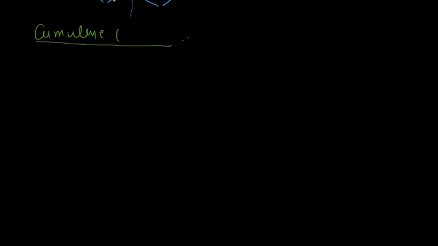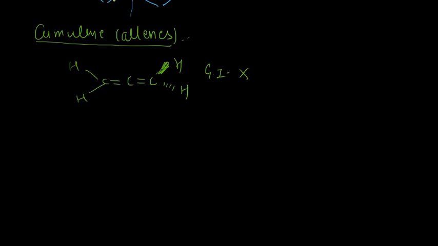This is what? Allenes, right? What is allene? Carbon double bond carbon, carbon double bond carbon, then one hydrogen is there and another hydrogen is there. So it doesn't show GI, although it is not showing GI right now because it is not satisfying the condition.